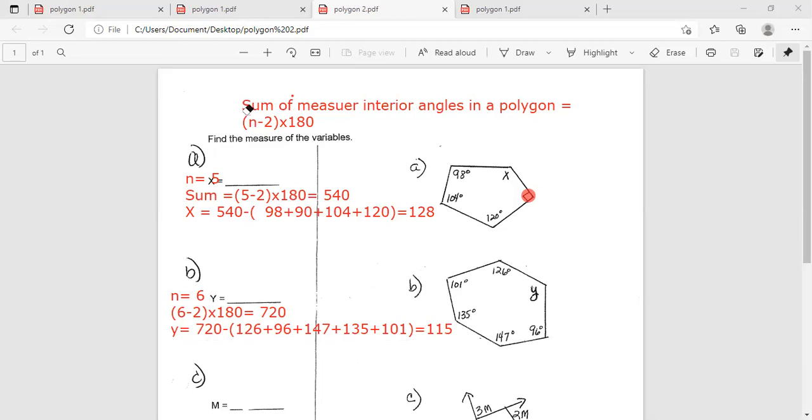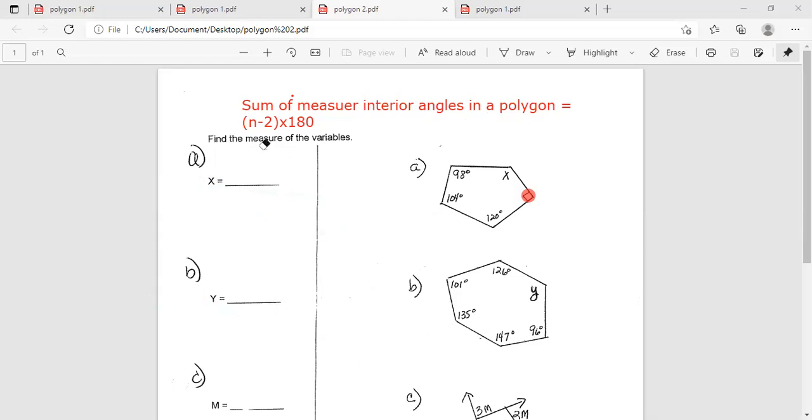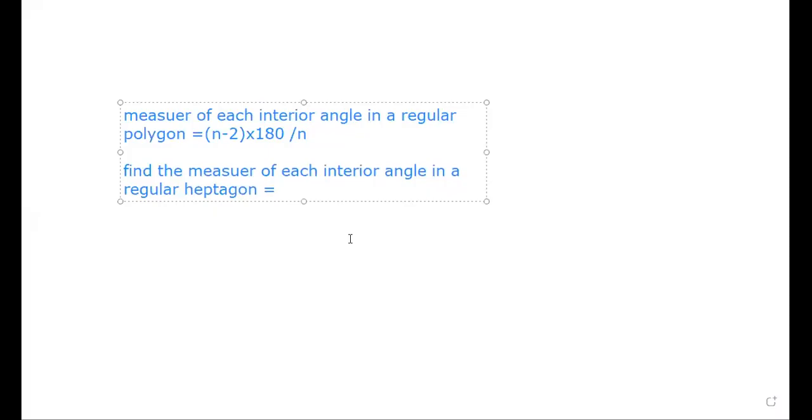We said at the beginning the sum of interior angles in a polygon equals n minus 2 times 180. Okay, anyone have a question? Yes. And to calculate the measure of each interior angle in a regular polygon, we have to know the formula first: n minus 2 times 180 over n. After that, we have an example.